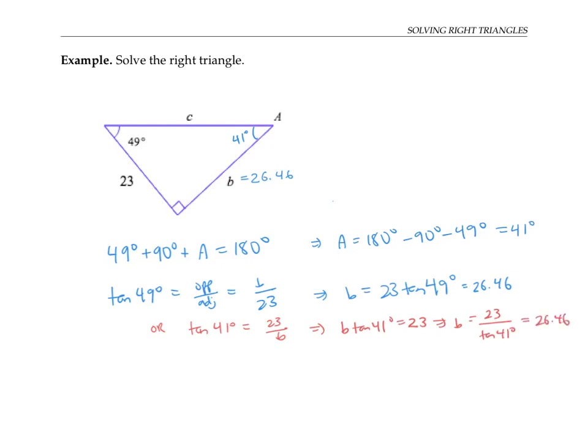The reason we want to use tan in this problem and not, say, sine or cosine is because tan of, say, 49 degrees relates the unknown side that we're looking for, b, to the side that we know the measure of. If we had used sine instead, we would be saying that sine of 49 is b over c, and we'd have two unknowns, which would make it difficult to solve.